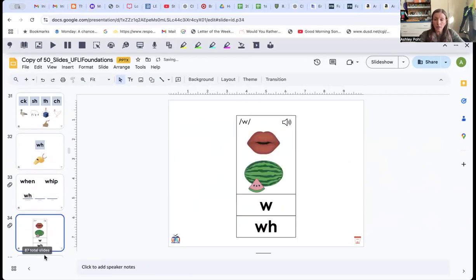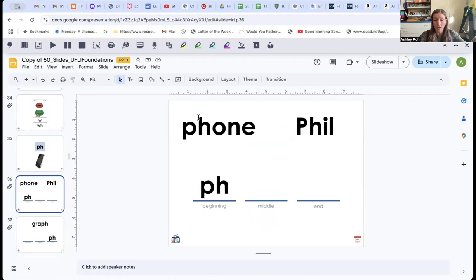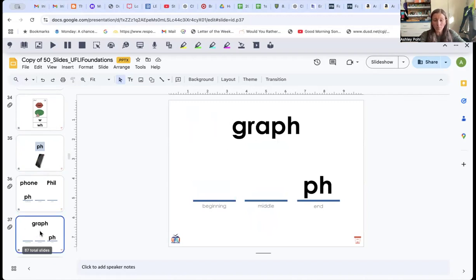Sorry, we also learned about another digraph. We learned about the PH digraph, and that one's really interesting because that one makes the letter F sound, the F sound. Like in phone, it can come at the beginning of words like phone or fill, and it can also come at the end of words like graph. All right, so let's go ahead and move on to our quiz.